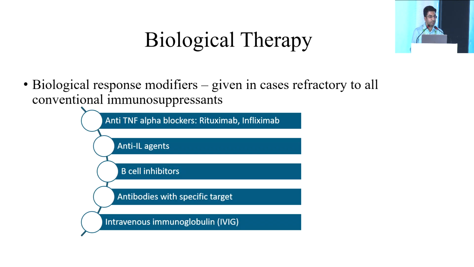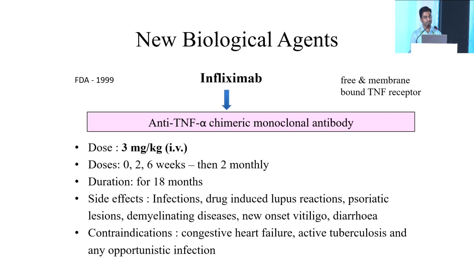And so, as I said, this is the newer modality of treatment where biological therapy is being used. Anti-TNF alpha inhibitors like rituximab, infliximab, anti-IL agents, B-cell inhibitors, antibodies with specific targets, as well as intravenous immunoglobulins can be given. Infliximab is given in a dose of 3 milligram per kilogram. So side effects are infections, drug-induced lupus erythematosus.